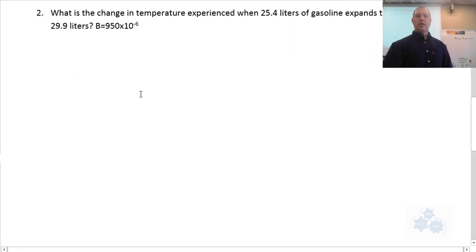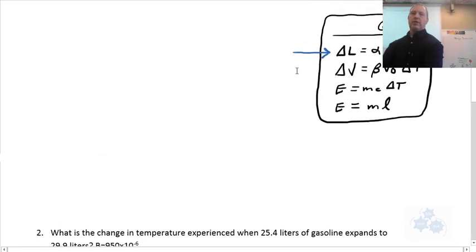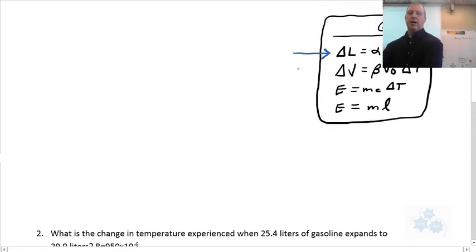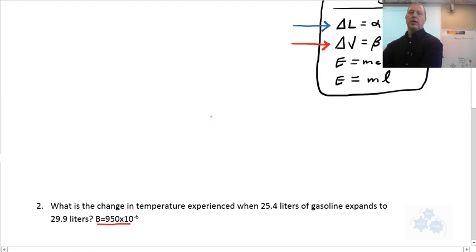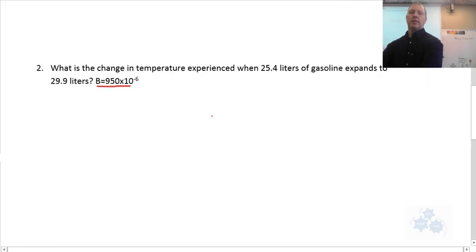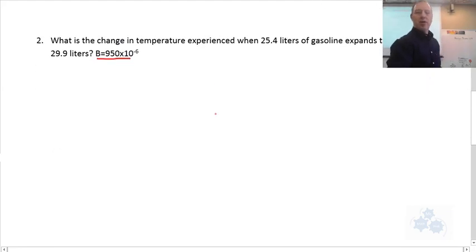So question number 2 looks like this. What is the change in temperature experienced when 25.4 liters of gasoline expands to 29.9 liters? And here is the beta as well. So if we go back to those original formulas, this is volumetric expansion, so you're going to use the second one for number 2 there. Plug everything in and see if you can get a temperature change. So take a moment to try that one.